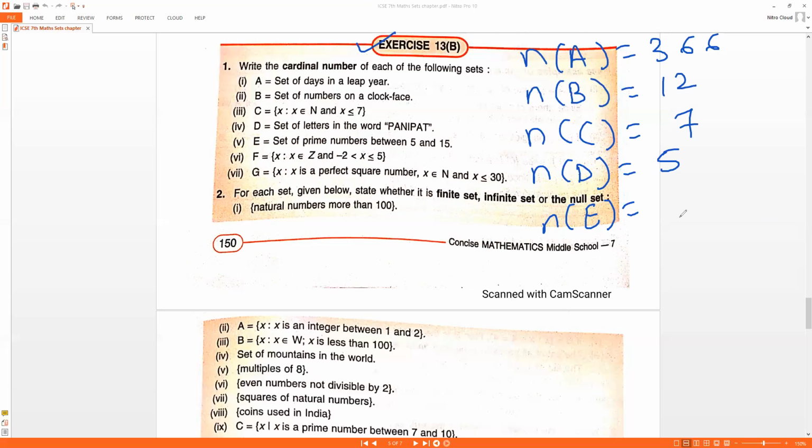It says between, so we cannot take 5. Right? Remember? If it said from 2, then we could take 5. 5 cannot be counted. So 7, then 11 and 13. So 3. Correct. Next, N of F.